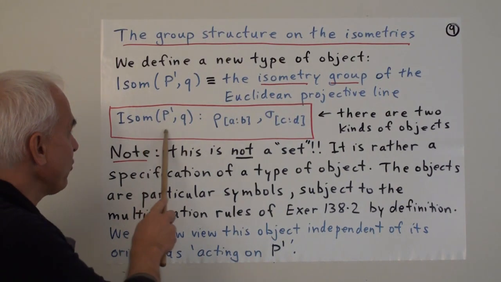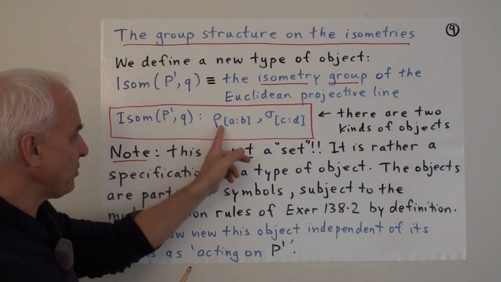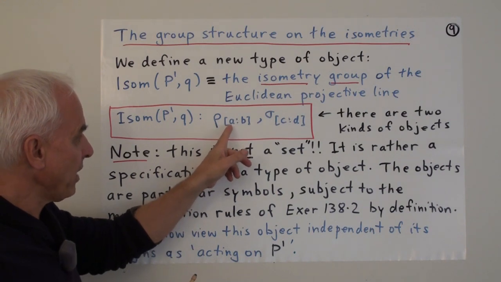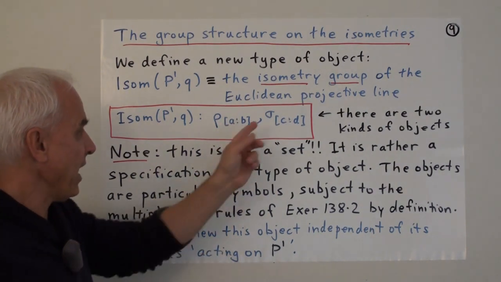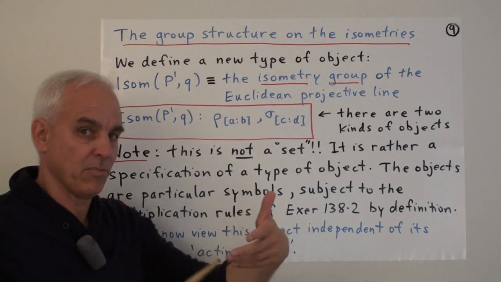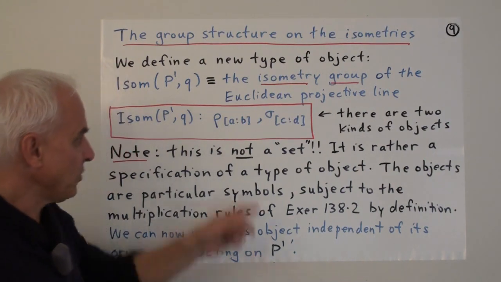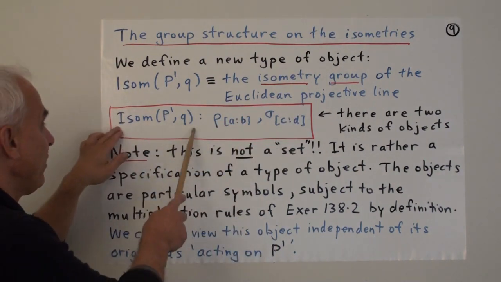Well, the isometry group consists of two types of objects. Objects of the form rho a:b, where a:b is a projective 1-point, and sigma, say, c:d, where c:d is another projective 1-point. So these are the two kinds of objects that are going to be included in this object.